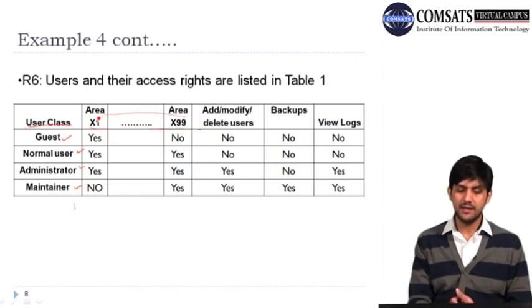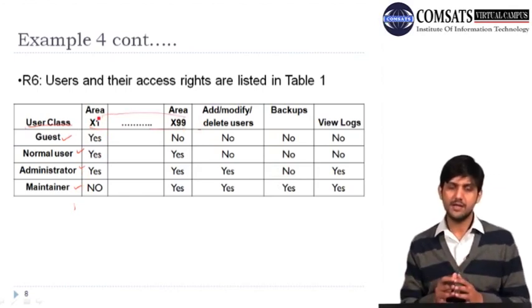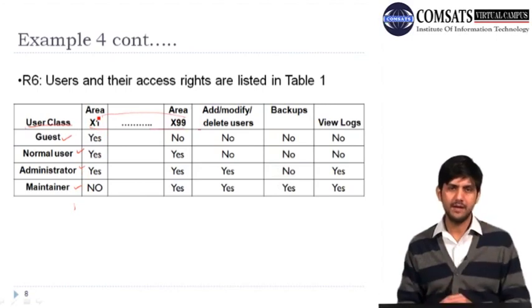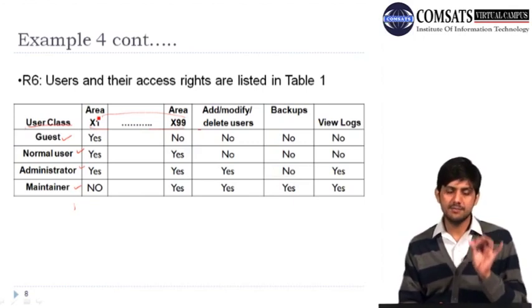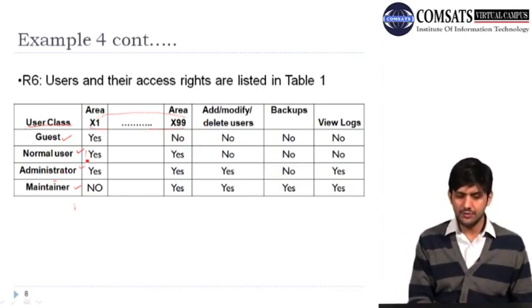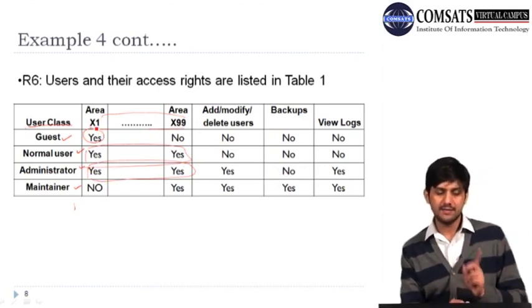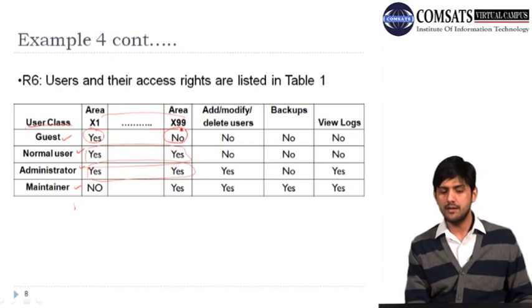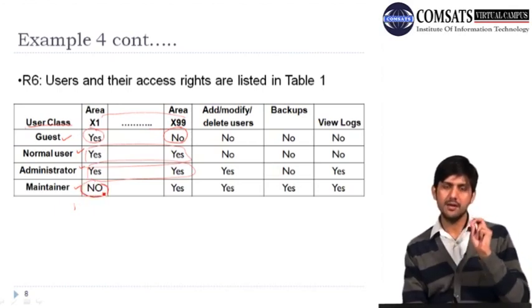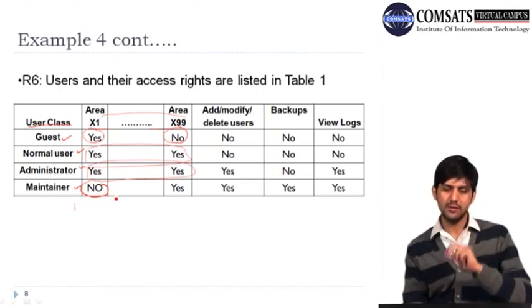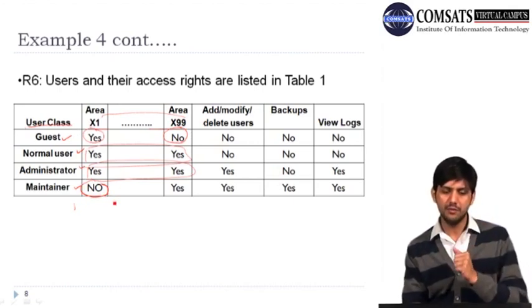For example, we have these 99 areas from 1 to 99, and we are specifying in a true Boolean fashion, yes or no, whether somebody has access to this part of the building or not. The normal users and administrators have access to all parts of the building. But the guests can only enter certain areas, which we mentioned in our last slide as well, x1, x2, and x3, and they cannot enter the maintenance area, whereas maintainers are special kind of guests. They cannot enter x1, x2, and x3, but they can go into this special area where they can take backups and view logs.